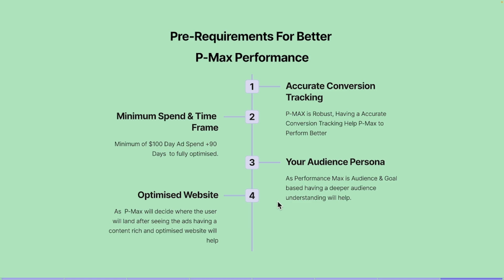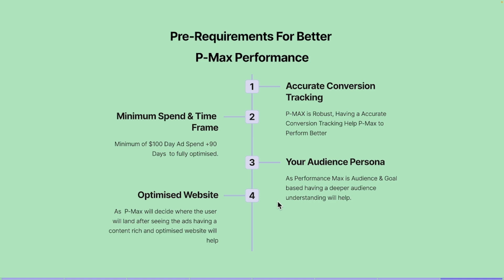And the third thing is your persona. As we already discussed, the main thing here is the audience. Having a clear understanding of your own audience, what sort of persona you are targeting, can give you a really good result in a Performance Max campaign. Because the more you know about your audience, you tell Performance Max, okay, this is the type of audience I'm targeting, and then it will help Performance Max to perform better.